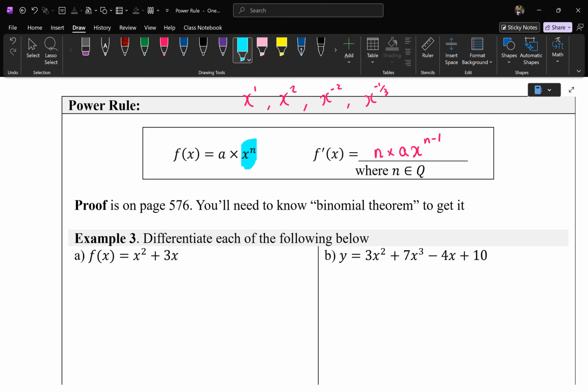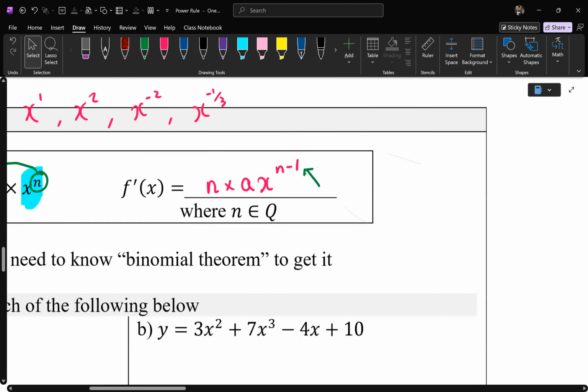A is the coefficient. It doesn't matter what the function is; the number that's multiplied to it will stay the same. Here's the rule. Whatever the power is, you bring it to the front and multiply it to the coefficient, so that's n times a, and you minus the power by 1. Okay, so let's recap what they're saying again.